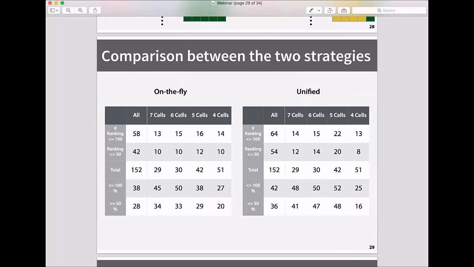Also, if we are more stringent, we don't look at the top 100, but the top 50. So if the target is in the top 50, we classify it as a target. Then this unified random forest is able to pick out 54 drugs, which is 34%, almost as good as the top 100 result from the on-the-fly data, which is 38%. So we think this second strategy is much better.